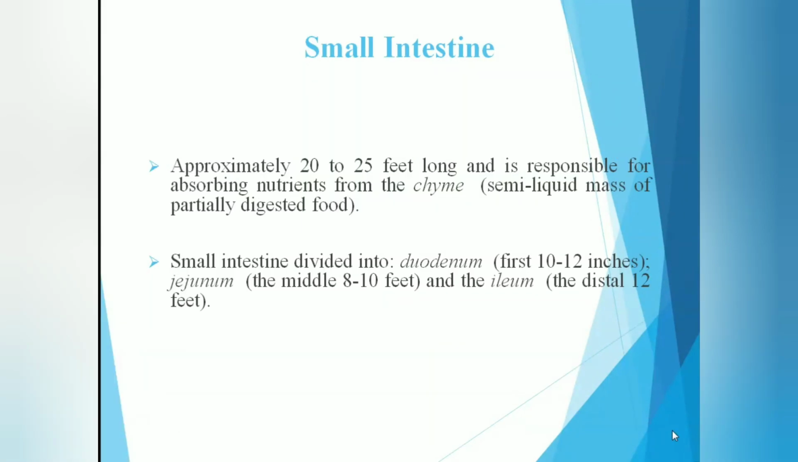The small intestine is approximately 20 to 25 feet long and is responsible for absorbing nutrients from the chyme, a semi-liquid mass of partially digested food. The small intestine is divided into the duodenum, the first 10 to 12 inches, the jejunum, the middle 8 to 10 feet, and the ileum, the distal 12 feet.